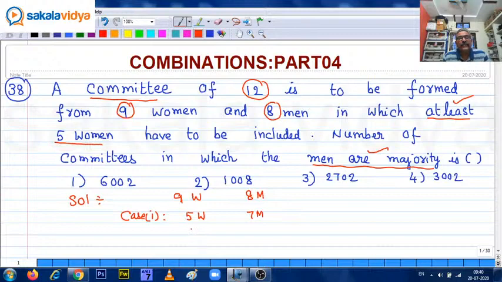Next, for example, if you select 6 women, what happens? 6 women means 6 men will come, but that is equal, and a majority is needed. It is not valid. If you select 7 women, you get 5 men, but men are in minority. It is not valid. For 8 women, 4 men, men are in minority, so it is not valid. Total 9 women means 3 men. They are in minority. So we need to discard all these.